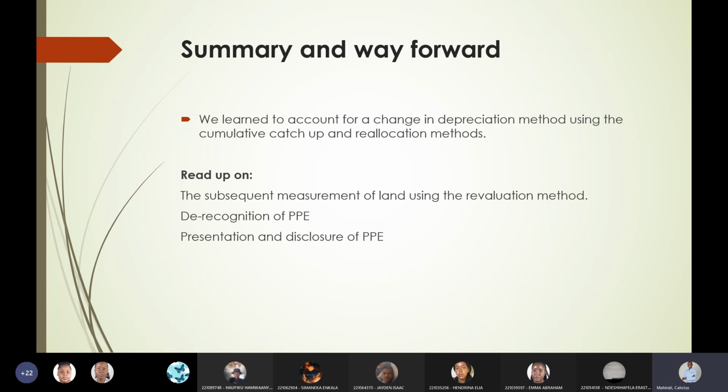So just do the examples, and tomorrow, after we go through the reallocation method, we will then go through the rest. We'll look at land, and also look at the derecognition of property, plant, and equipment. Is that okay? I think that should be fine.